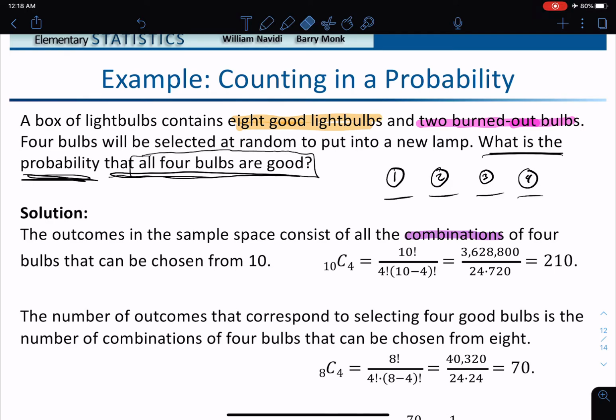Would you consider that a different arrangement if you flip-flopped? If you put bulb number 4 first, and then bulb number 2, and then bulb number 3, and then finally bulb number 1, would you say that's a different setup? You wouldn't, because the order that those bulbs are in doesn't make a difference, because we're just looking for good bulbs or bad bulbs, really, right? So this is just going to be a combination.